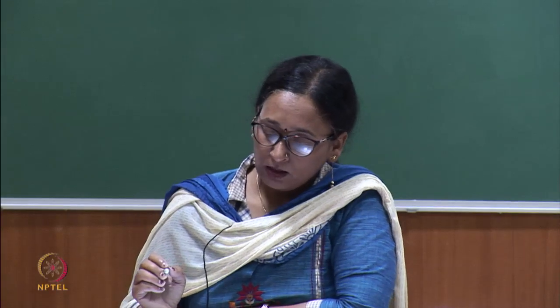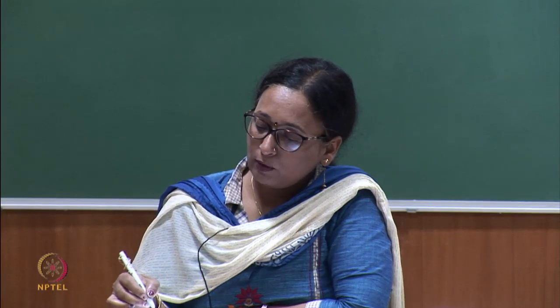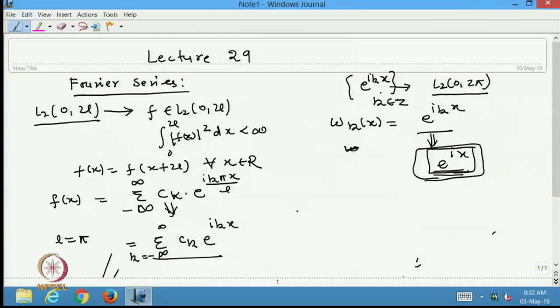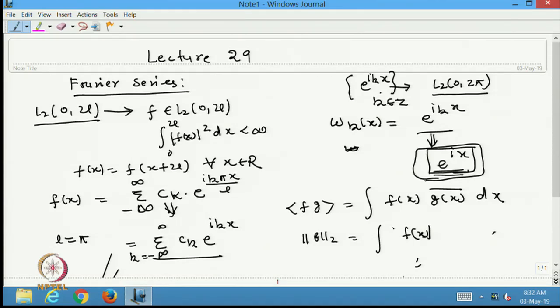Now, as this L2 0 to 2 pi is a vector space with norm and inner product, what is the inner product on this space? The inner product is given by this definition. This is the definition of a norm on this space, and this is the definition of an inner product on this space.